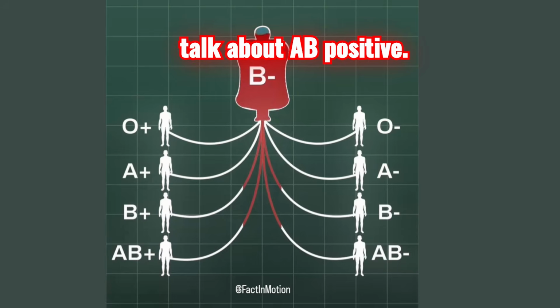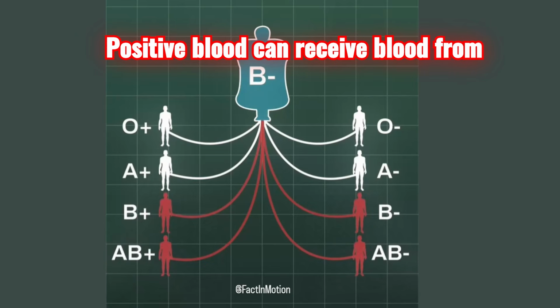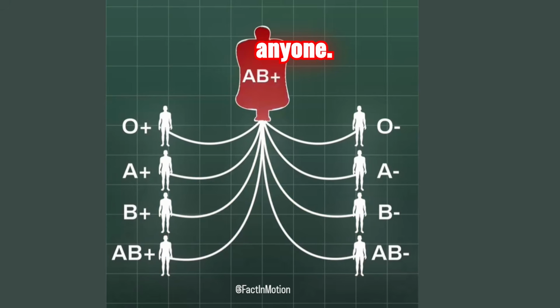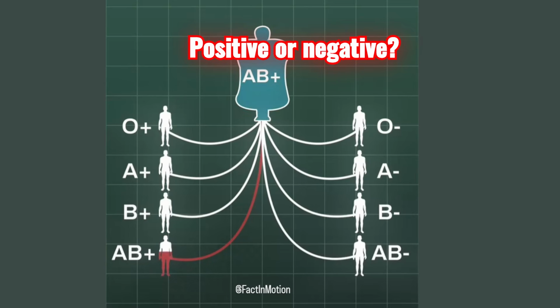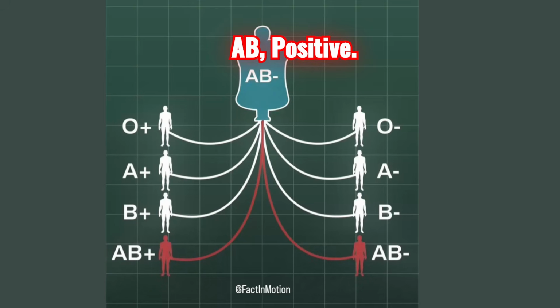Now let's talk about AB positive. People with AB positive blood can receive blood from anyone: O, A, B, AB, positive or negative. That is why AB positive is called the universal receiver. But AB positive blood can donate only to AB positive.